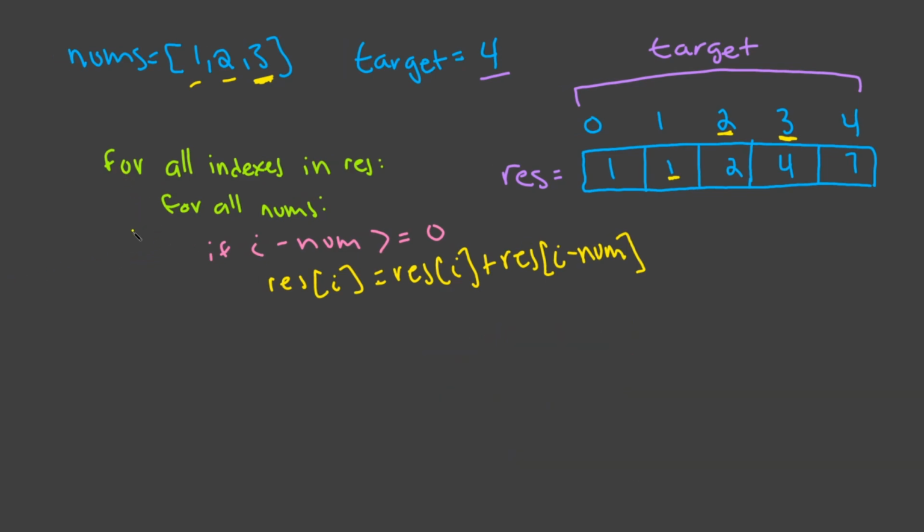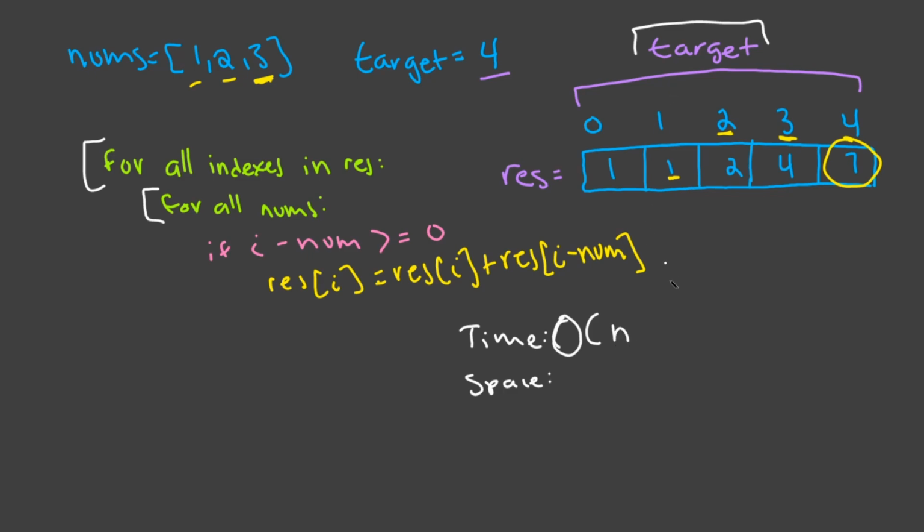So that's going to be it for our algorithm. And then at the end, we can just return this last index over here, since that's the target we're actually looking for. So for our time complexity, we're iterating through every index in the array, which is of size target. And we're also iterating through every number every time we go through one of these indexes. So our time is going to be O of n for the target times m for our numbers. And then for the space, we're only using the result array, and that's of size target. So we can just say the space is O of n.